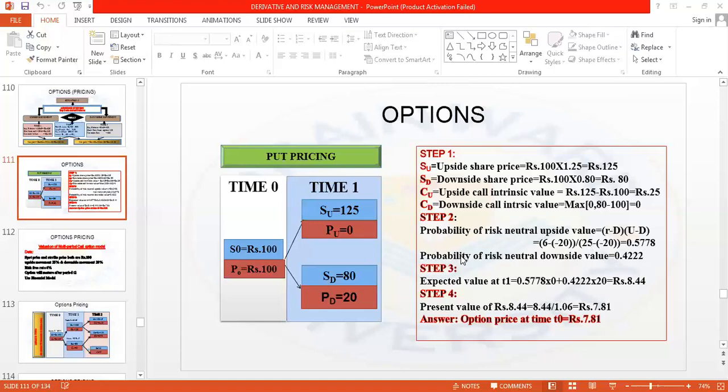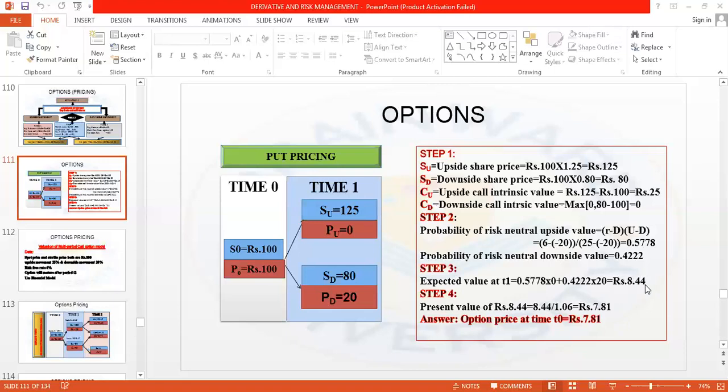So, on the basis of this, in step 3, we have calculated expected value of the put option at time 1. It is 0.5778 into 0 plus 0.422 into 20. So the amount is 8.44. So the premium or value of the option at the end of time 1 will be rupees 8.44. This is the risk neutral value of the option.